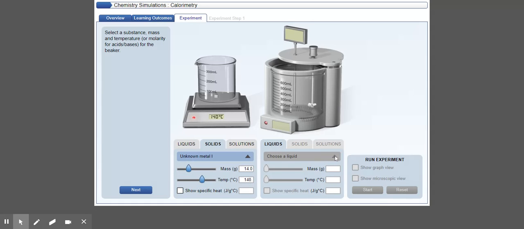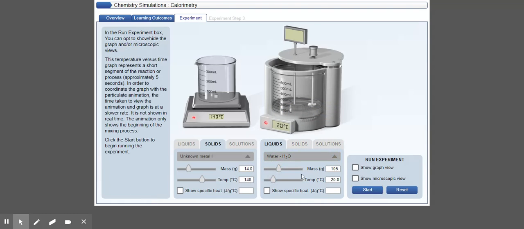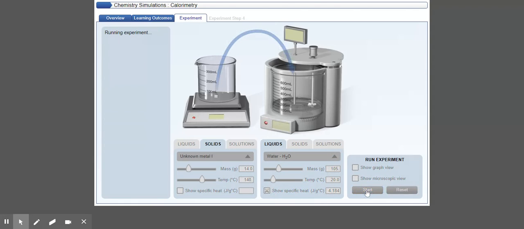Over here in liquids, we're going to, next. In liquids, choose water. You pick a mass. We're going to go ahead and pick a temperature. Let us pick 20. You can show the specific heat for the water. And we're going to start.